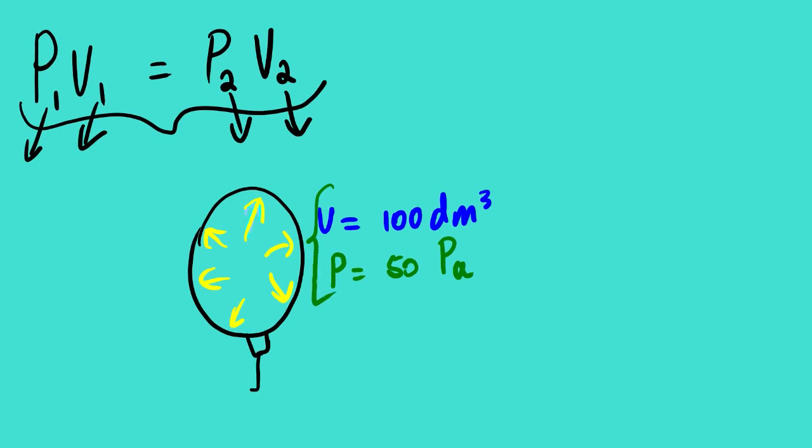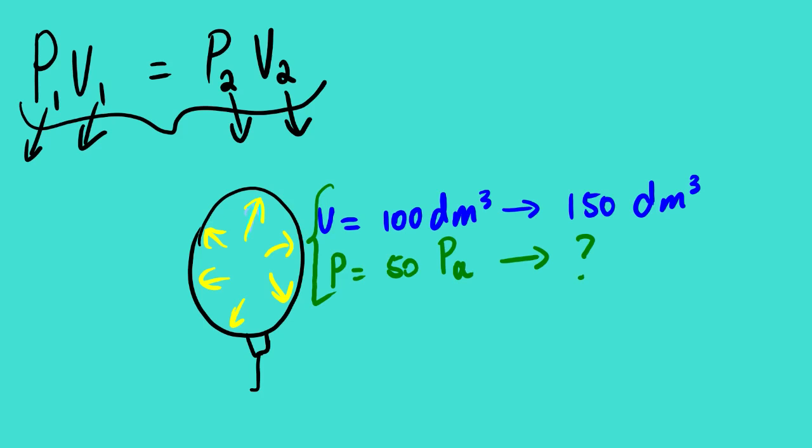Now suppose the very same balloon, we increase the volume to 150 dm cube, and then we are actually looking for the pressure. Or we have the pressure, we increase the pressure, and then we're looking for the volume. So this is how we actually apply this Boyle's law.